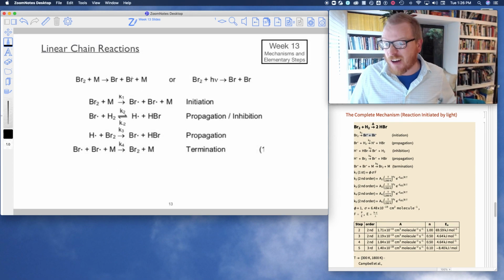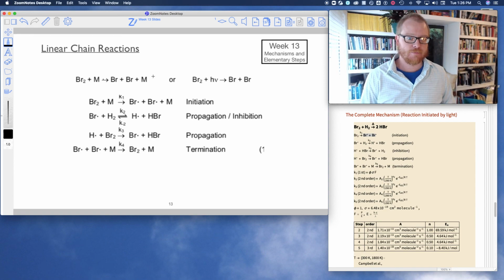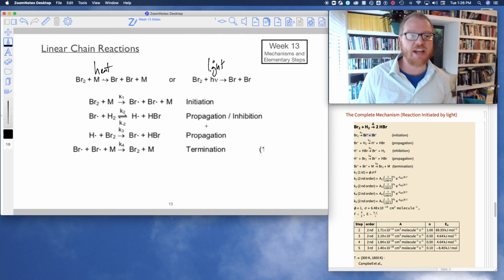So in these linear chain reactions, this is kind of the last and final subject, right? We can initiate a chain reaction through heat, or we can initiate it with light. Both cases produce bromine radicals. Okay, pretty cool. And so now that's an initiation step. There, I've shown it to you, K1, okay?